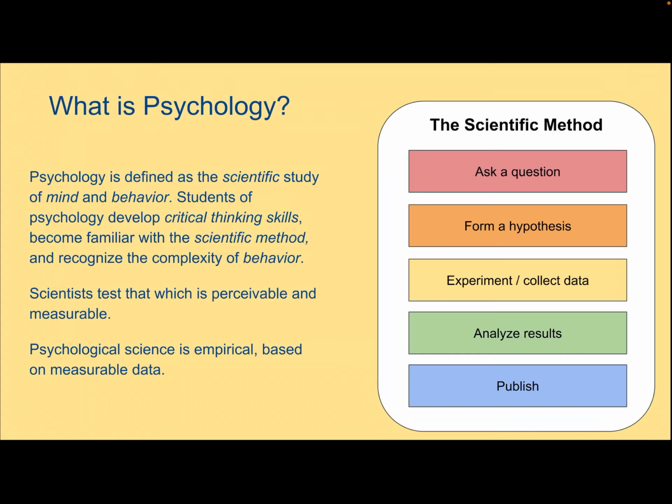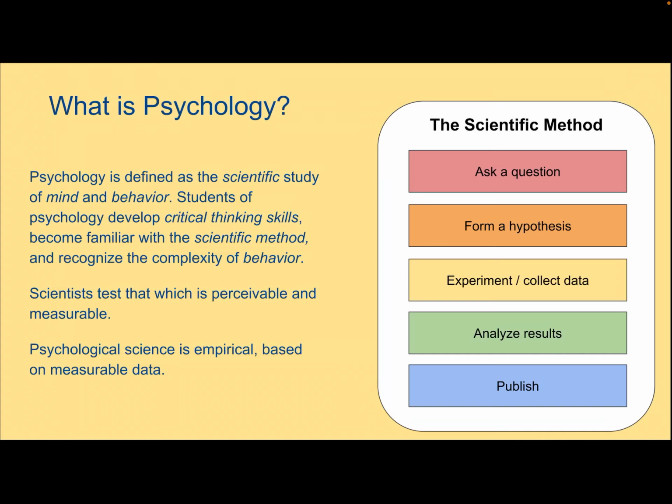And as you'll see, the different realms of psychology and different psychologists in history really focused more on mind or behavior, but it really is both, mind and behavior. And the other key here is that it's the scientific study of mind and behavior. Students who study psychology will develop critical thinking skills, become familiar with the scientific method, and recognize the complexity of behavior. All scientists test things which are perceivable and measurable.